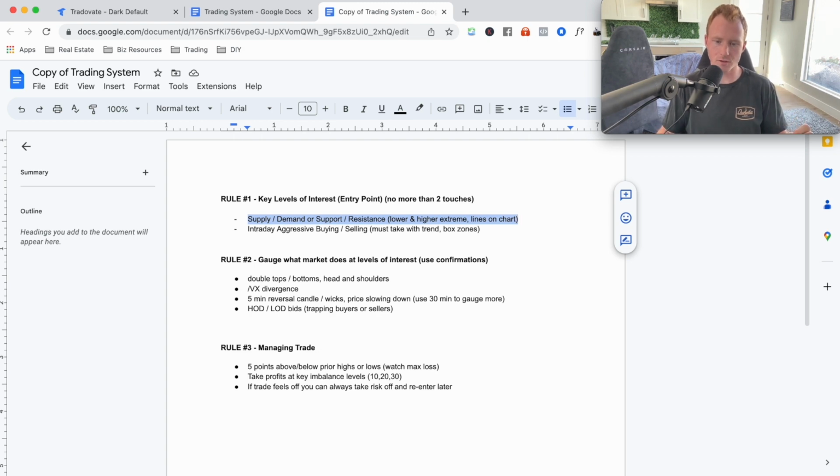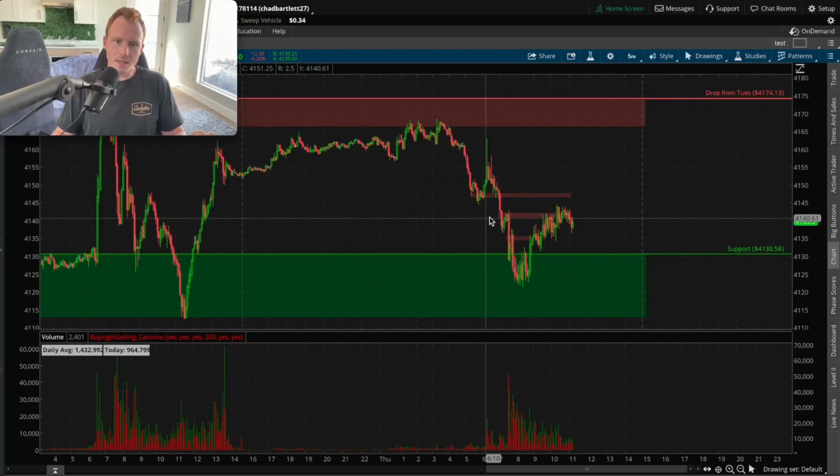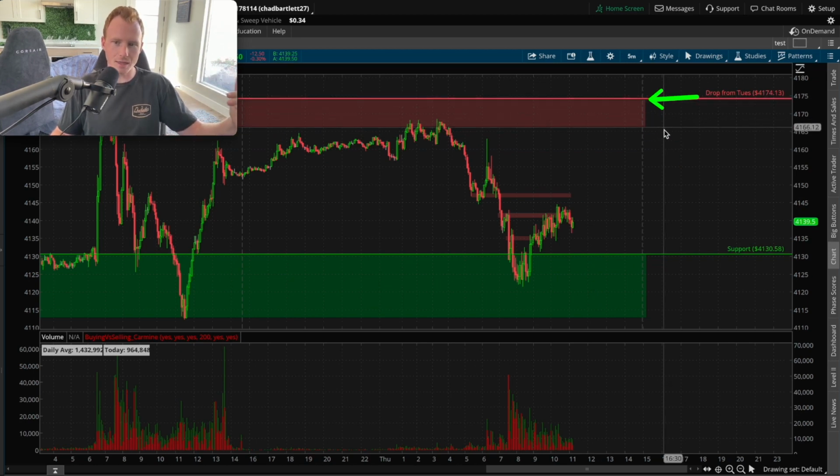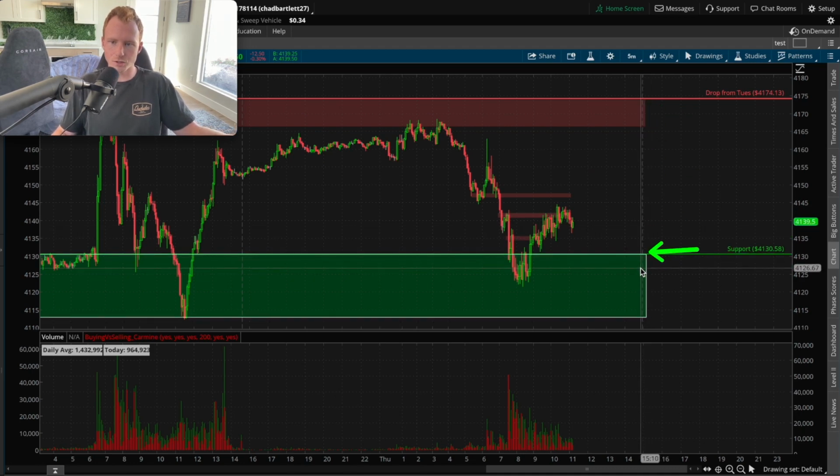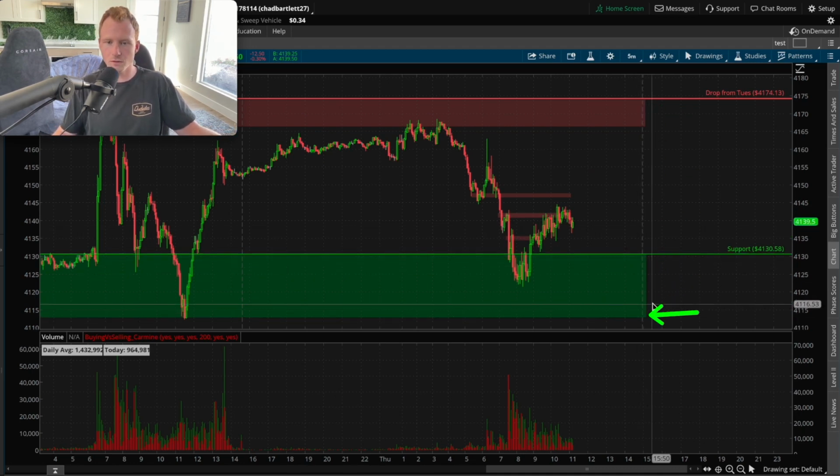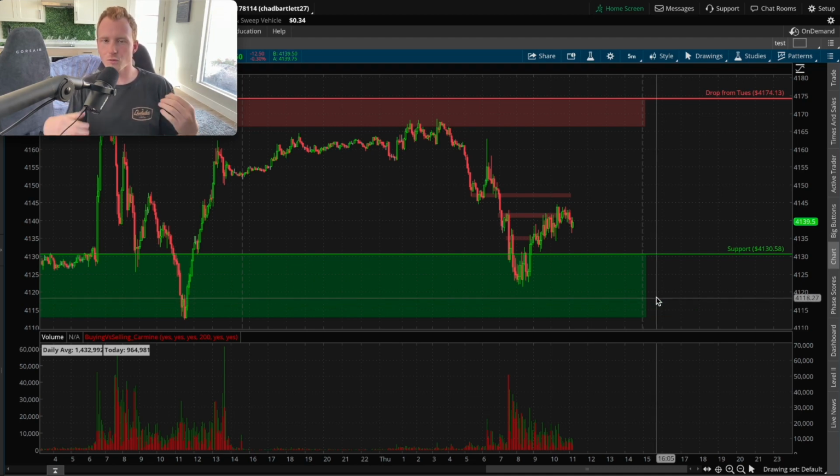So for example, if I go to the chart today, we can see that this 4167 to 74, that is the higher extreme, and this 4130 to around 112, that is the lower extreme. So I basically only want to enter trades at these 2 extremes. That's going to give me the best probability.